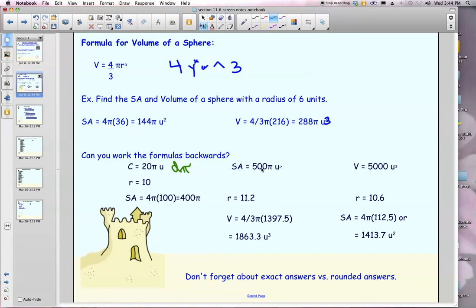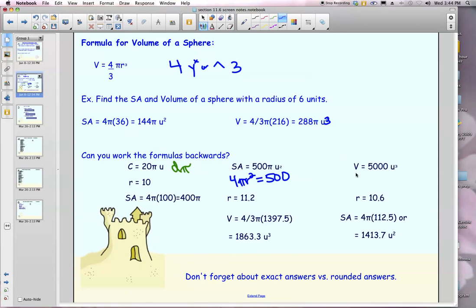If your surface area is 500 pi in exact form, and you need to work your way back to the radius so that you can find the volume, you would simply work the surface area formula backwards. That is 4 pi radius squared equals 500. So you would take 500, divide by 4, divide by pi, and then take the square root. That's how you'd work your way back to the radius, which would be 11.2, and then you'd stick that value into the formula for volume. So you need to undo everything that's being done to the radius, because that's the only value you need in order to find the surface area or volume.